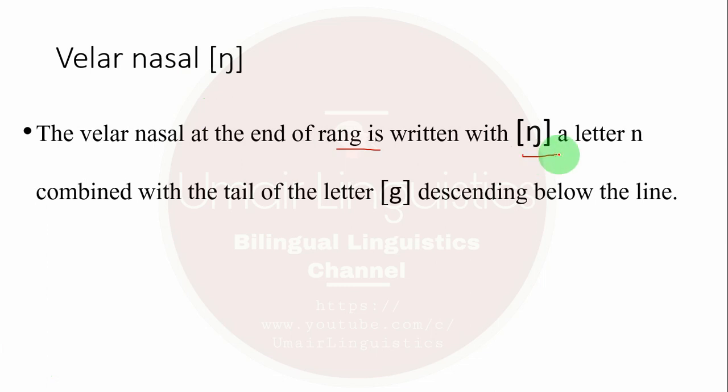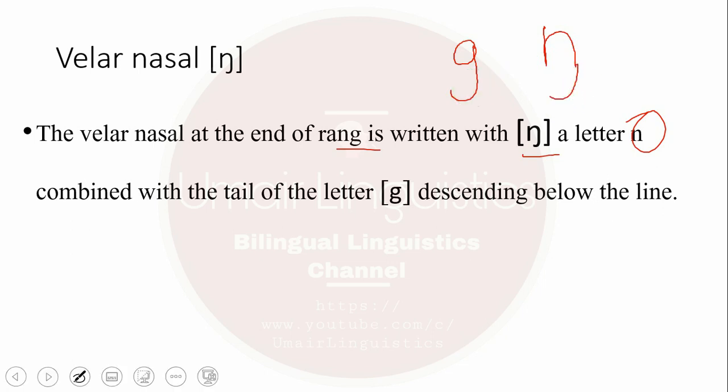It is actually a letter N combined with the tail of the letter G. Usually this G is written like this. Actually the shape of the symbol is this, not this. So the tail of the letter G is combined with the letter N. For example, we have letter N, and if we combine it with the tail of the G, it will become like this. So this is how this symbol is written, and it descends below the line.